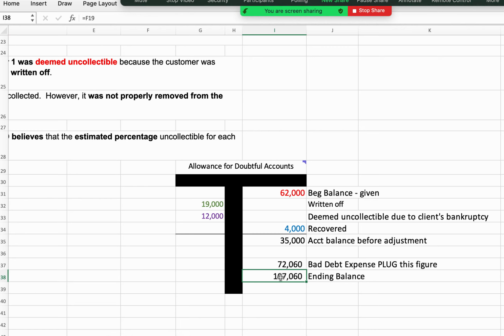Once I put that ending balance in, then I can work backwards, which is what I did, to come up with bad debt expense. I say this bad debt expense is a plug figure, or you have to force fit it. So I know that the account balance before the adjustments is $35,000. We computed the ending balance in the allowance account as $107,060. When I subtract $35,000 from $107,060, that gives me bad debt expense. So that is the final answer.